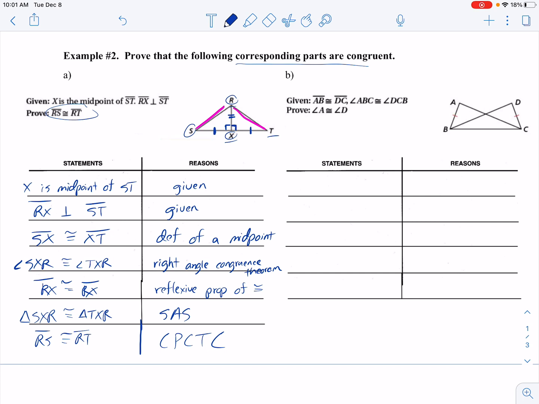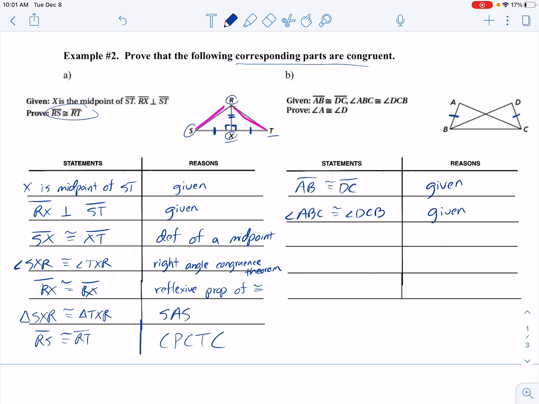Okay, why don't you try B? Let's list those two givens to get you going. AB is congruent to DC. I believe that's already marked on here. And angle ABC is congruent to angle DCB.